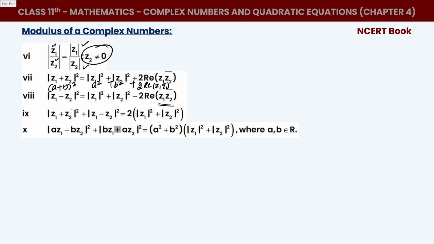Now (z1 + z2) whole square plus (z1 - z2) whole square, it is equal to twice of modulus of z1 square plus modulus of z2 square. Now if I have this value, we can simply take the values here, a square plus b square, and then modulus of z1 square plus modulus of z2 square, right?